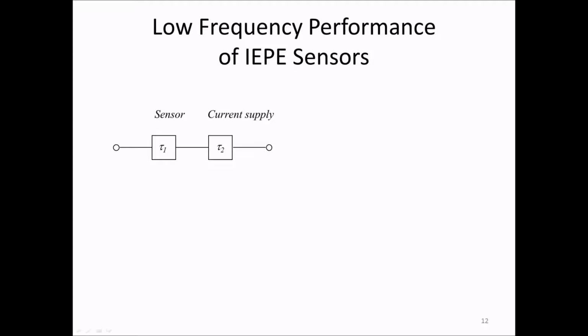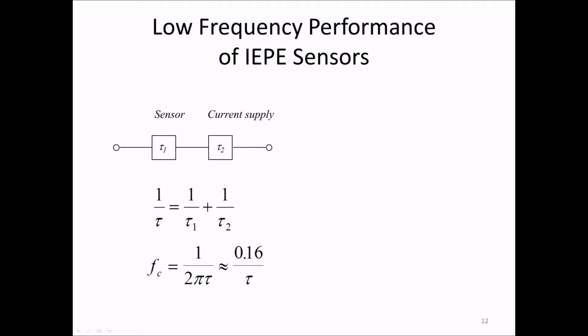As we recall from chapter 3, a high-pass filter can be characterized by its time constant. And thus we have two time constants in series, the sensor followed by the current supply. The effect of two time constants in series is found by the following formula. 1 over the combined time constant is the sum of 1 over each of the time constants, similar to how you compute springs in series. Thus, if the time constants are more than a factor 10 in difference or so, the smaller time constant determines the sum.